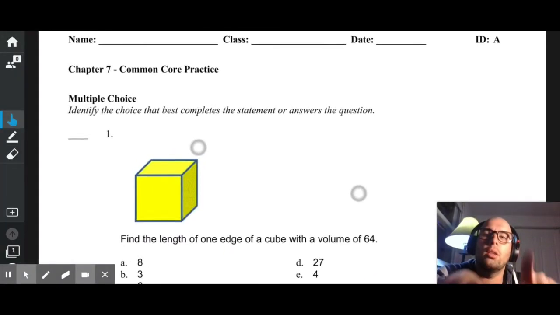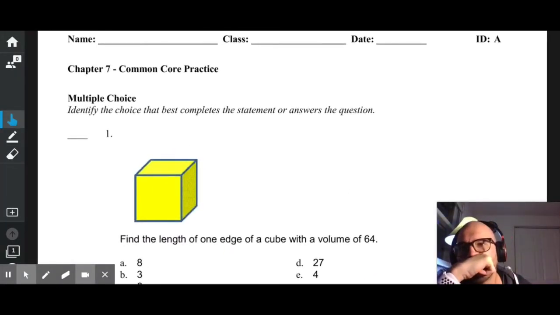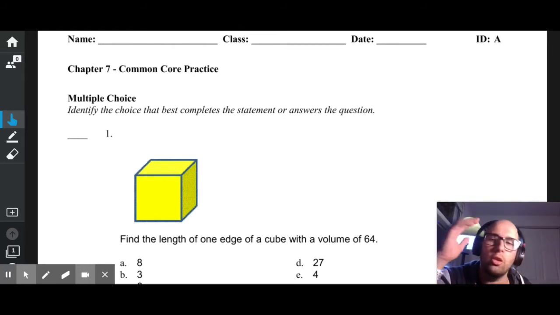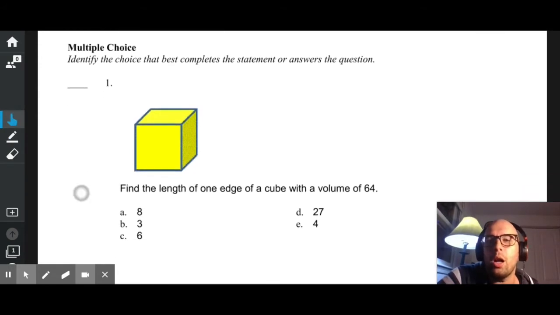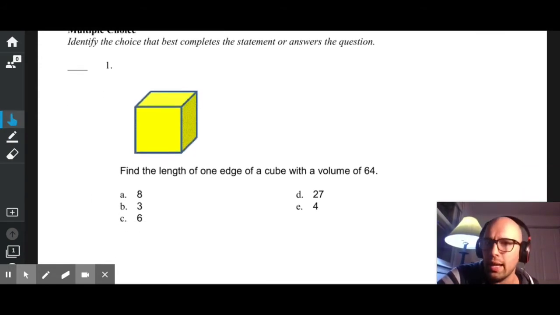Chapter 7, Common Core. Identify the choice that best completes the statement or answers the question. Off to a rip-roaring start. Problem 1. Find the length of one edge of a cube with a volume of 64.